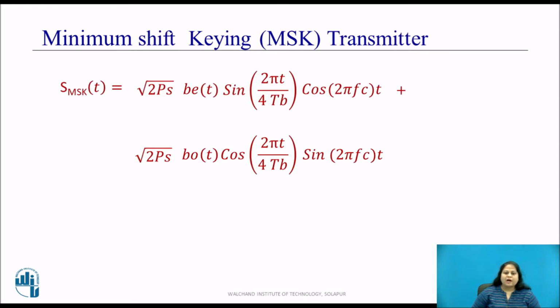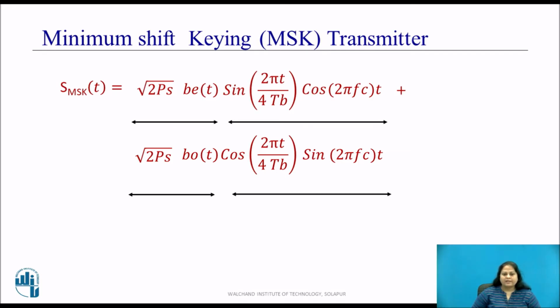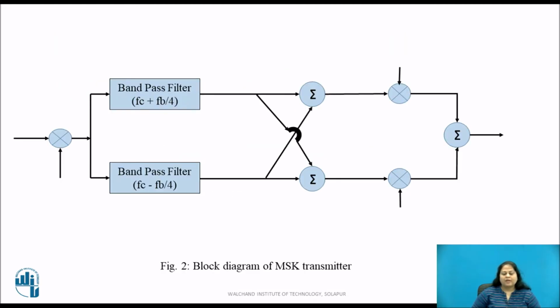Let us now discuss how MSK signal is generated in transmitter. Equation gives the mathematical expression of MSK signal. Now, in order to generate the MSK signal, initially the product of two quadrature sinusoid signals are obtained and then multiplied by the rectangular pulses of even and odd bit stream. These products are then added to get the MSK signal. Figure shows the block diagram of MSK transmitter. As shown, it consists of multipliers, summing circuits and bandpass filters. Let us see how it works.